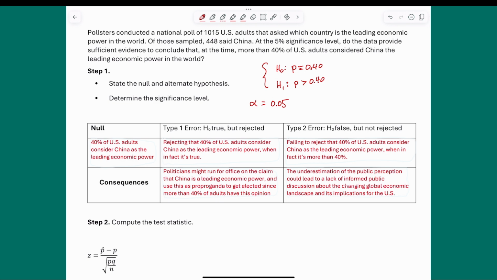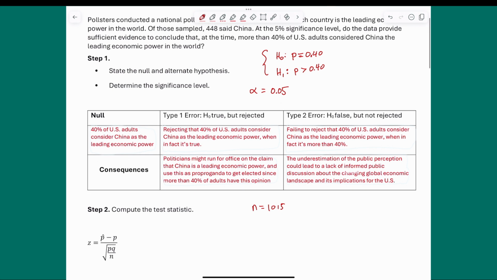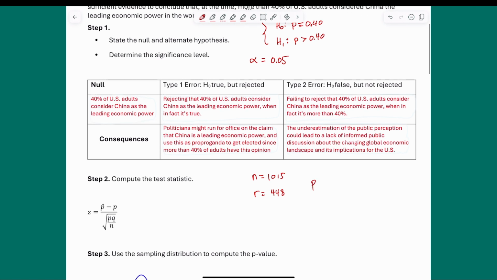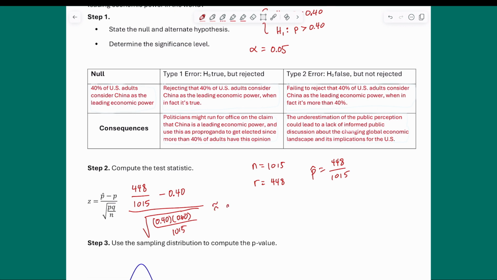All right, the next thing to do is compute the test statistic. In order to do that, we need to find p hat. We have a sample of 1,015 US adults, and 448 agreed with the statement that China is the leading economic power in the world. So p hat is 448 divided by 1,015. The test statistic is 448 over 1,015, minus p, the value given in the null hypothesis, 0.40, divided by the square root of 0.40 times q, which is 1 minus p, so 0.60, divided by n, which is 1,015. Computing this, I believe we get around 2.69.